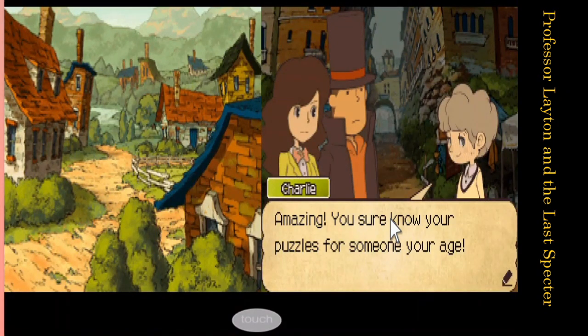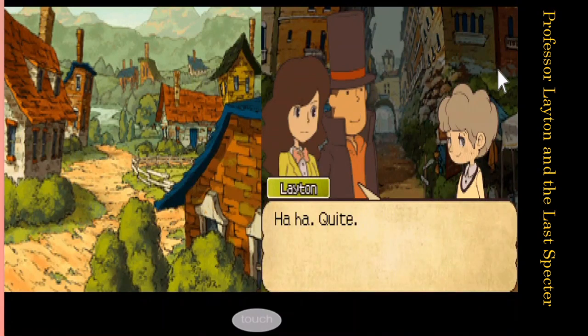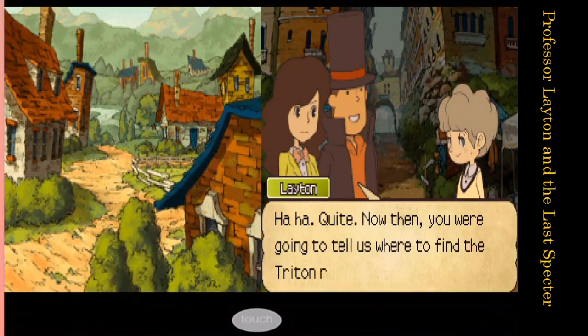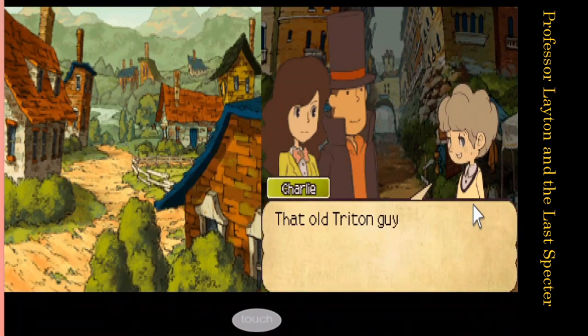Amazing. You sure know your puzzles for someone your age. Anyway, now then, you were going to tell us where the Triton residence is.